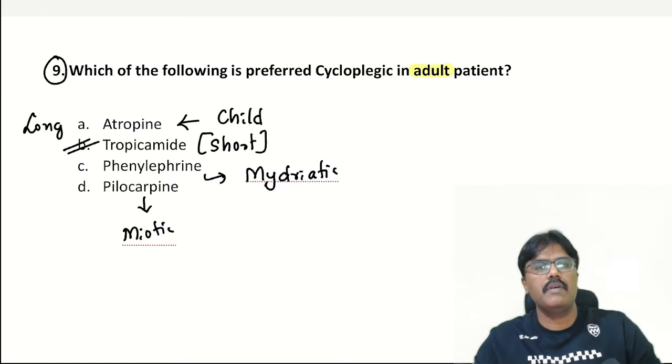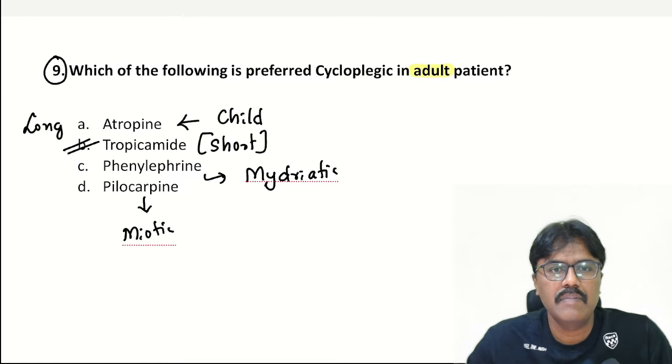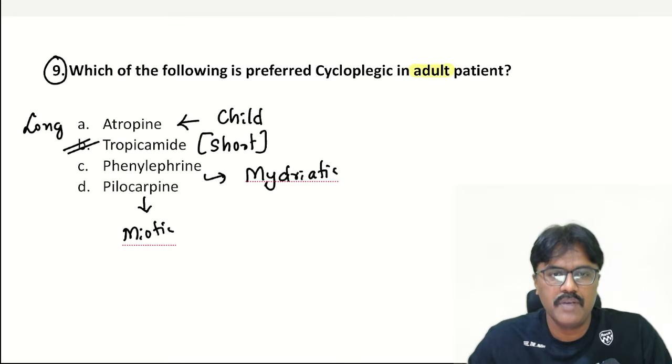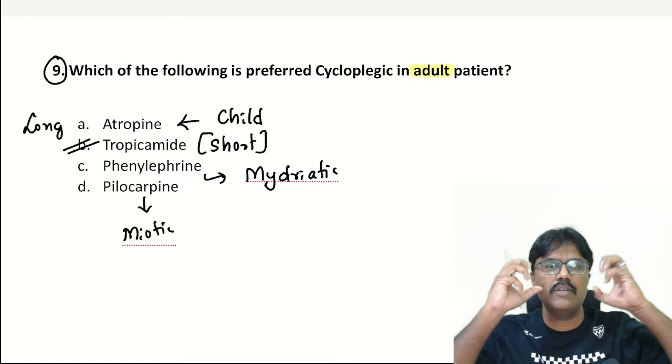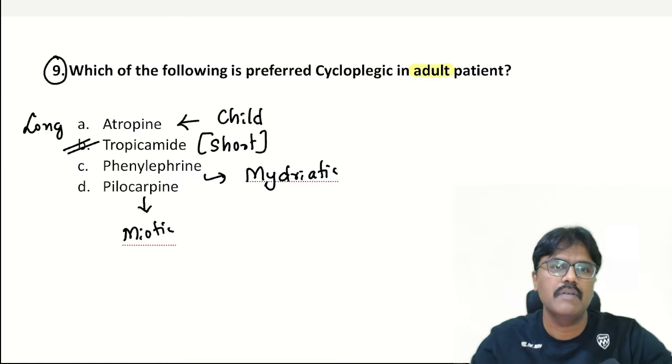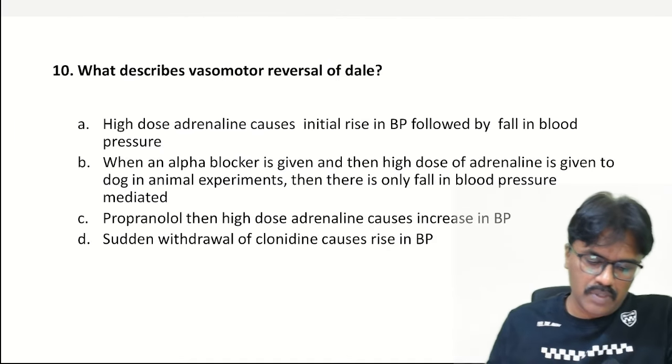So what should I take away from this MCQ? Preferred mydriatic or cycloplegic in an adult is tropicamide because it is short acting. Preferred cycloplegic in a child is atropine because in children the ciliary muscle tone is high, so I need to give a strong drug, atropine. Let me move to the next question.